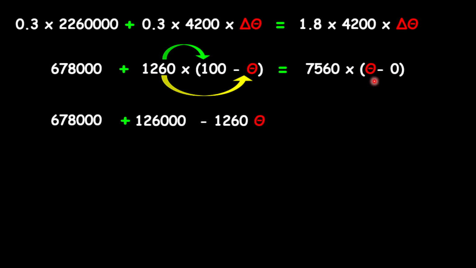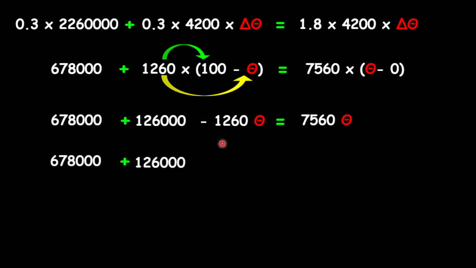Let's go over to this side and do the same thing by expanding the bracket. And so we're going to have 7,560 multiplied by this unknown temperature minus 0. So we could just drop the 0 off and just multiply that. And so we have this. Now the next thing to do is to put the like terms together. So let's work out the like terms. Now we're going to put back our 678,000. All right, we can add it to our 126,000 because they are like terms. So let's quickly add that.